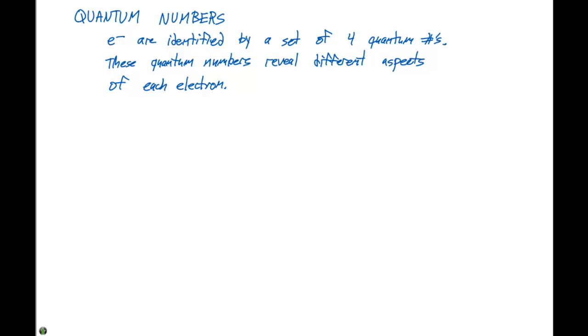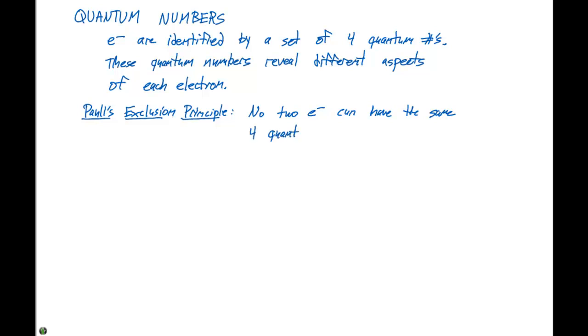And there's something called Pauli's exclusion principle. What this tells us is that no 2 electrons can have the same 4 quantum numbers.